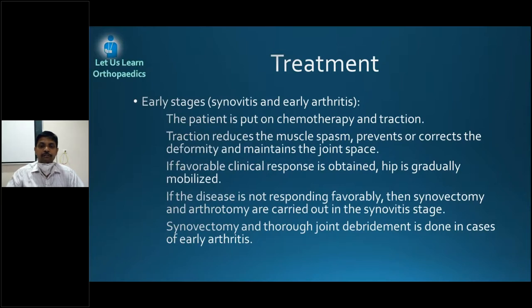If the disease is not responding favorably, then synovectomy and arthrotomy are carried out in the synovitis stage. So even though you put on traction and chemotherapy for 6 to 8 weeks, there is no improvement in the correction of the deformity or there is no clinical response, like there is no relief of pain, or the ESR doesn't drop down, or the patient still complains of symptoms, pains, then synovectomy and arthrotomy will give a great clinical response. Synovectomy means removal or debridement of the synovium, and joint debridement, that is you curette out all the dead bone pieces in the acetabulum and the femoral side, you open the joint by the posterior approach.